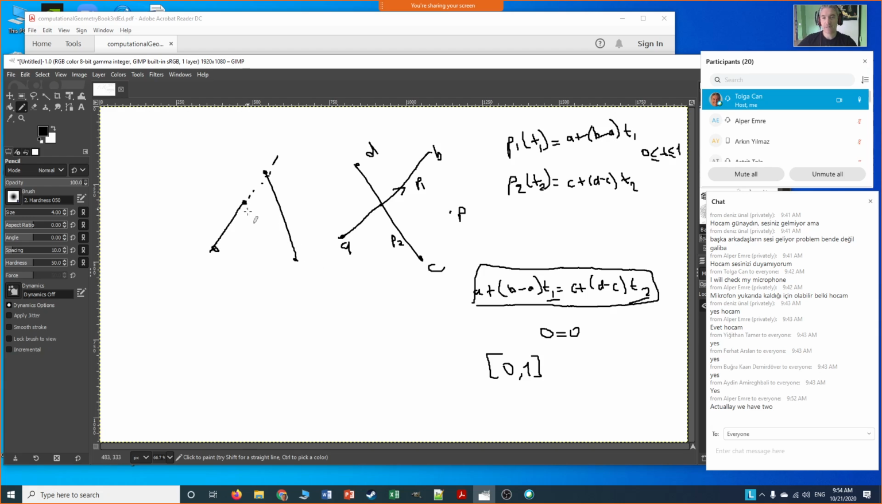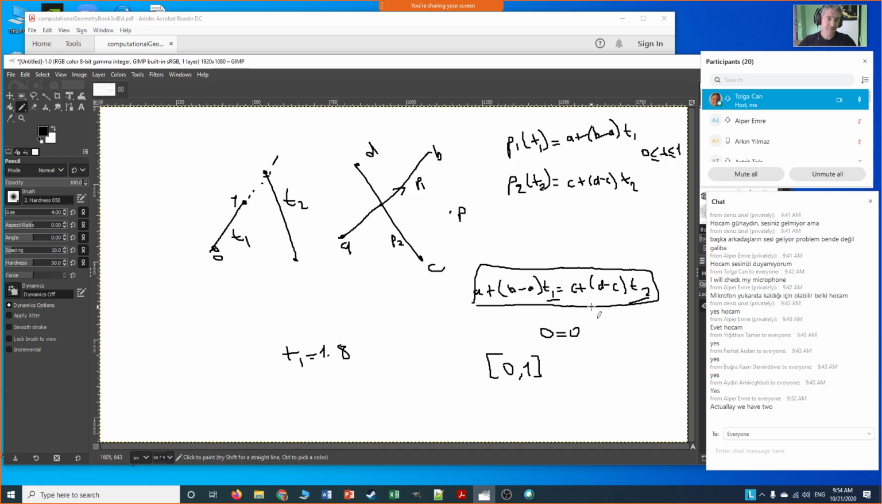For example, in this case, if the intersection point is here, and this is parameterized by t2 and this by t1, t2 is going to be between 0 and 1. It's within the line segment. But for the intersection point t1, if t1 is equal to 0 here and t1 is equal to 1 here, the intersection point t1 is going to be something like 1.8, which says that the intersection point is outside the boundary of this line segment.